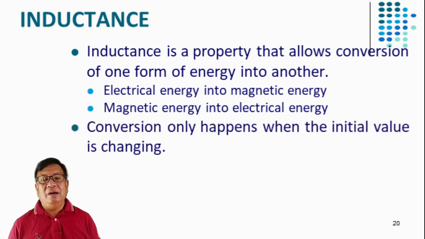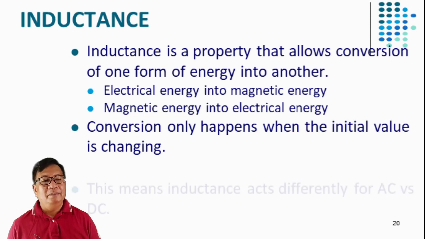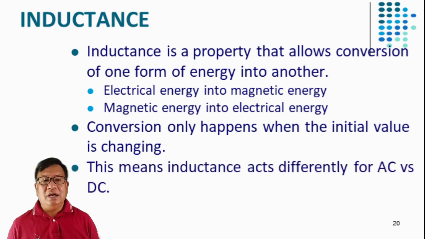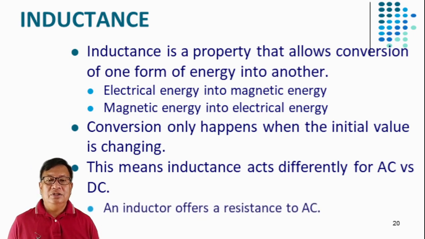Okay, conversion only happens when the initial value is changing. So, as we have been saying earlier, we have changing current, changing voltage, so that there is a conversion of voltage and current respectively. Okay, this means that inductance acts differently for AC versus DC, because DC never changes its direction. It will change the magnitude but it will not change the direction. Nothing else changes there. The problem now is there may be no induced voltage or induced energy in the other circuit.